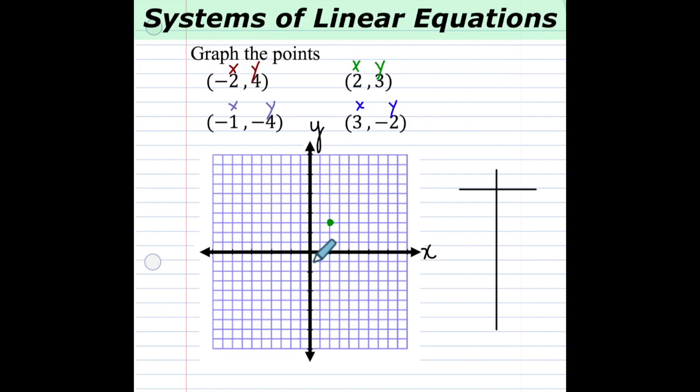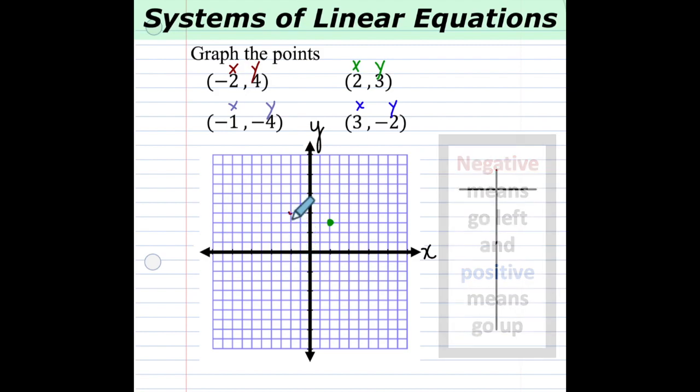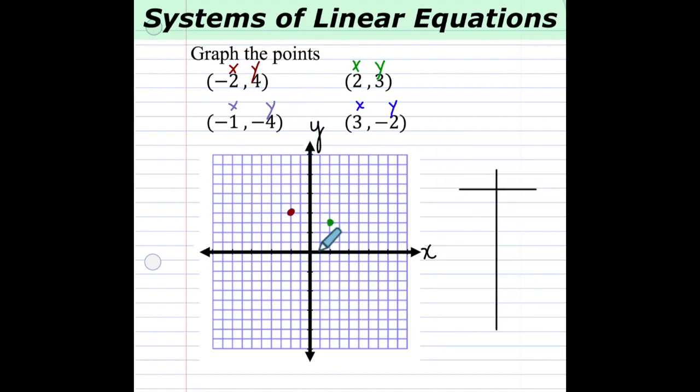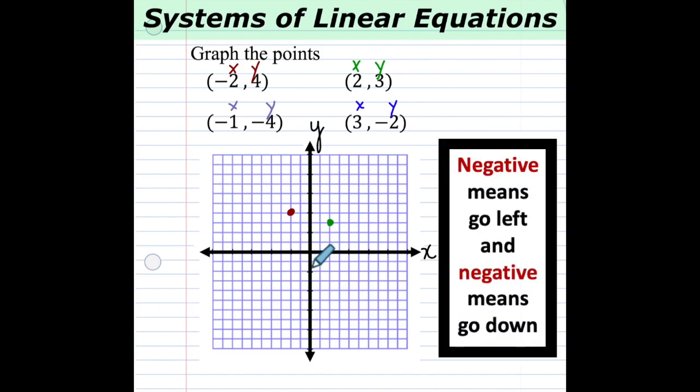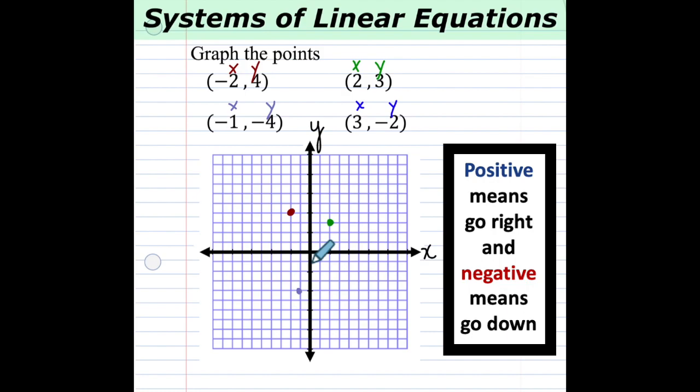For the red point, we would go left 2, 1, 2, and up 4, 1, 2, 3, 4. The gray one, we'd start at the origin and go left 1 and down 4, 1, 2, 3, 4. And the blue point, start at the origin, right 3 and down 2.